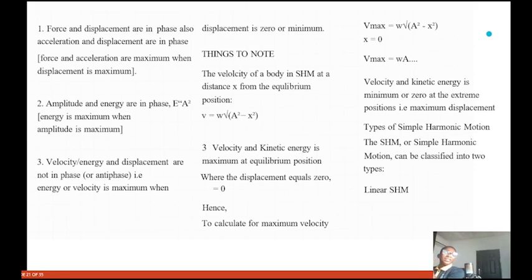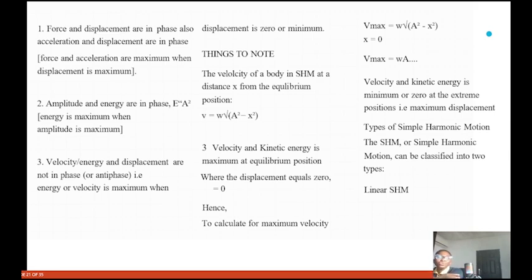The velocity and energy and displacement are not in phase. That is, energy or velocity is maximum when displacement is 0 or minimum. Don't forget that energy or velocity is maximum when displacement is 0 or what? Or minimum. So they are not at all in phase.